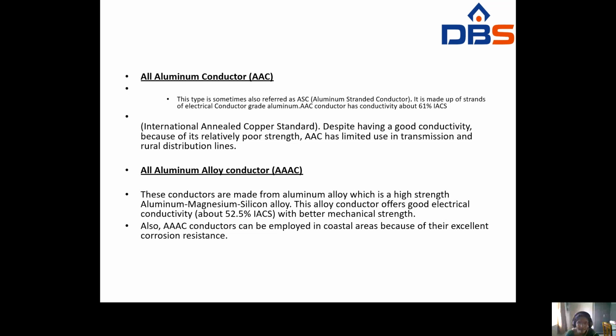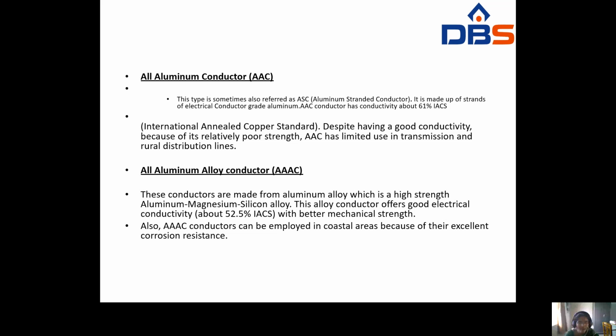AAC conductor has a conductivity of about 61%. Because of this, AAC has limited use in transmission and rural distribution. So it is used for transmission purposes as well as rural distribution.